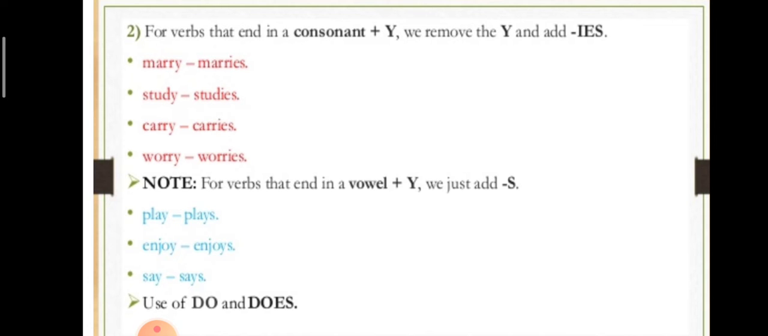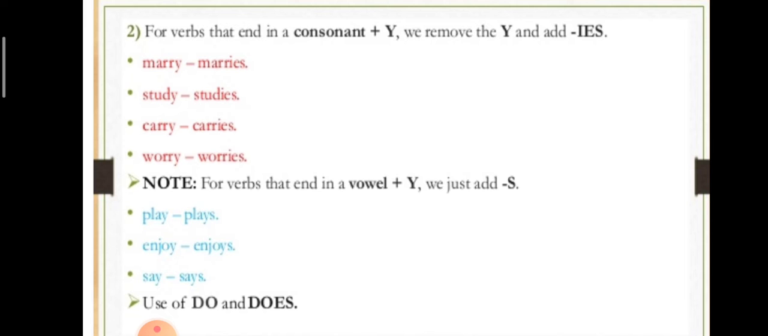Now we notice the verb that ends with a vowel before Y. A, E, I, O, U are the vowels in the English alphabet. So before Y, if it is a vowel, you're just adding s to it. You're not removing Y. Notice that play, P-L-A-Y: A is a vowel, so you're not removing Y, you're just adding s. Play, plays. Enjoy, enjoys. Say, says.